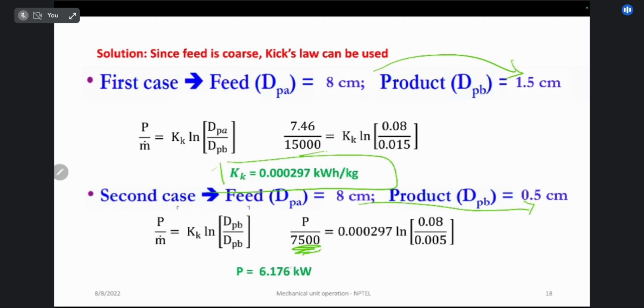You substitute the values, and at the end we will get the power requirement, 6.176 kilowatt. Here, with the reduced capacity, the power requirement is also reduced, although our size reduction is much higher than before, 8 cm to 1.5 cm, 8 cm to 0.5 cm. As we reduce the capacity, the power requirement also reduces. If we use the same capacity, then the power requirement will be very much higher. You need to understand all these things in order to run an economical process.